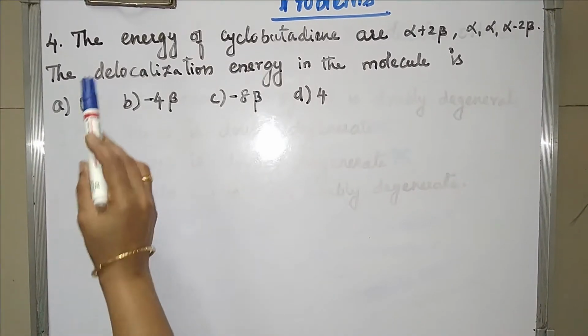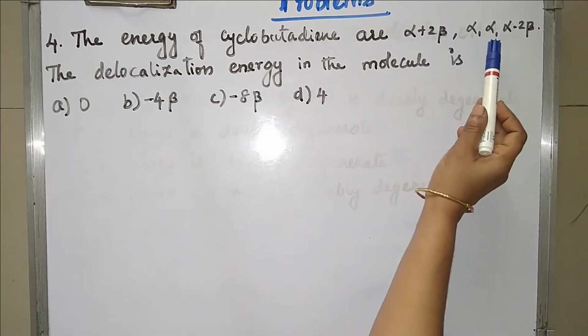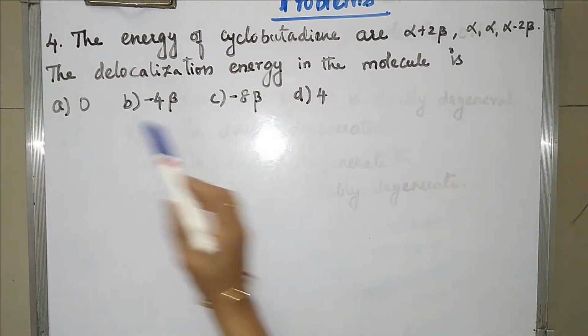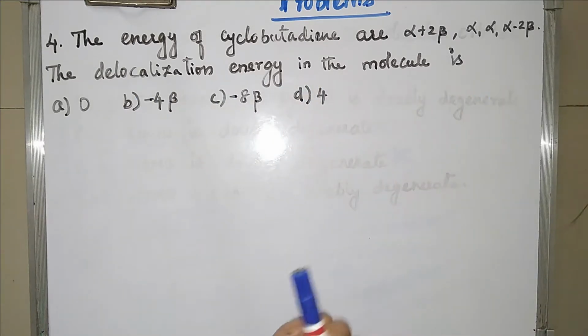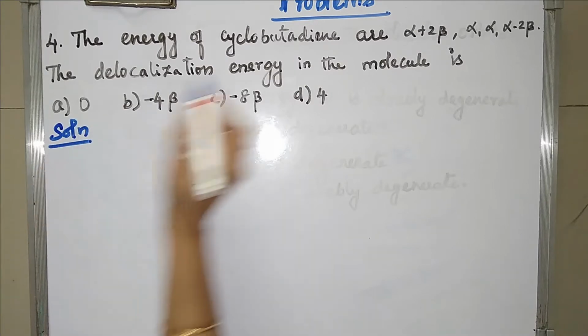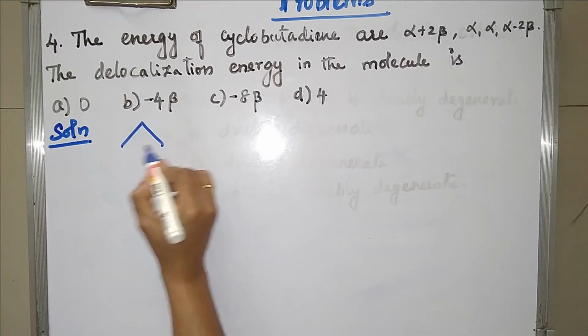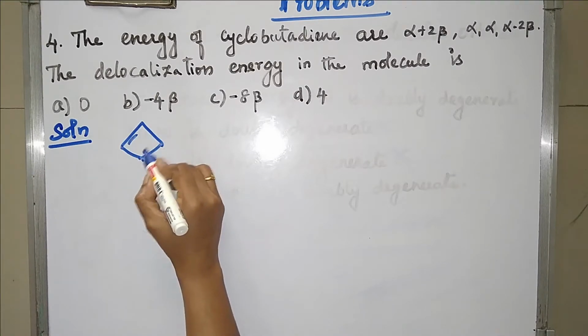Problem number 4. The energies of cyclobutadiene are alpha plus 2 beta, alpha, alpha, alpha minus 2 beta. The delocalization energy in the molecule is? This is the cyclobutadiene they are asking. So first we will draw the cyclobutadiene. How do we need to write the energy levels? I'll tell you clearly.